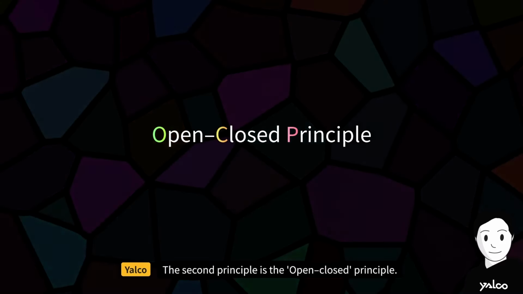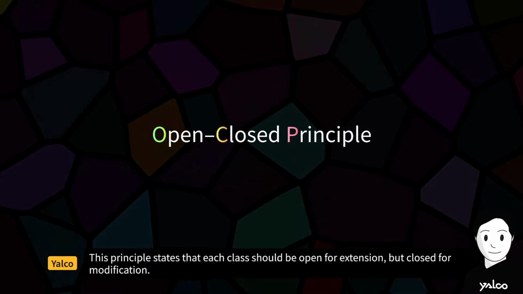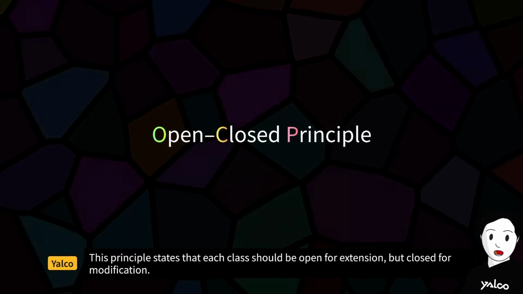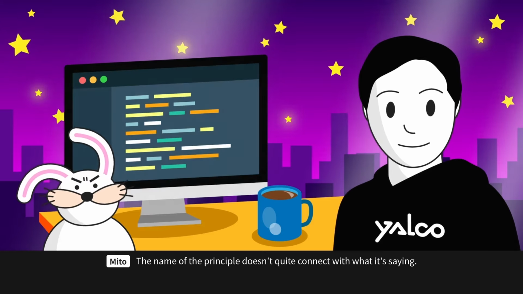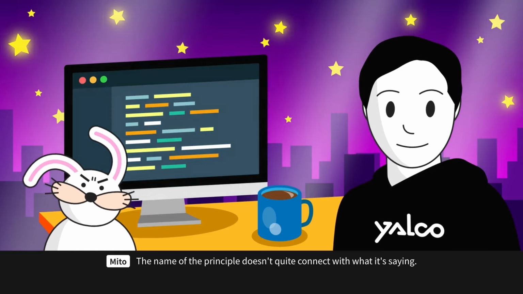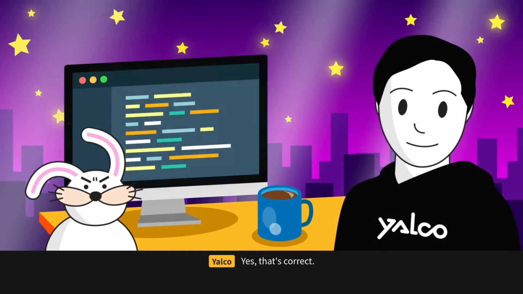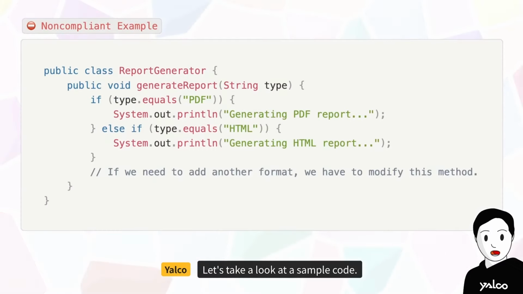The second principle is the Open-Closed Principle. This principle states that each class should be open for extension, but closed for modification. The name of the principle doesn't quite connect with what it's saying. So, are you saying to extend the class rather than modifying it? Yes, that's correct. Let's take a look at a sample code.